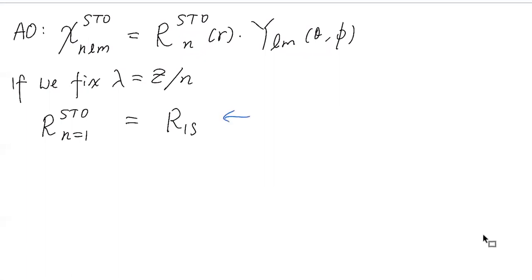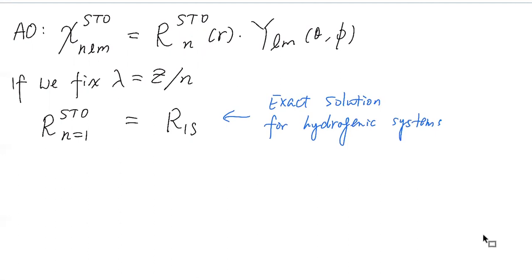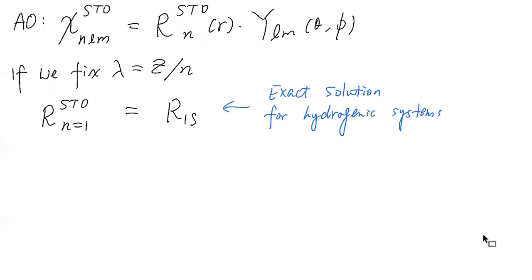This is exactly the exact solution for the hydrogenic system. This is the exact solution. So you see, this Slater type function really at least partially captures the correct physics. For 1s, it's exactly equal to the physical solution.